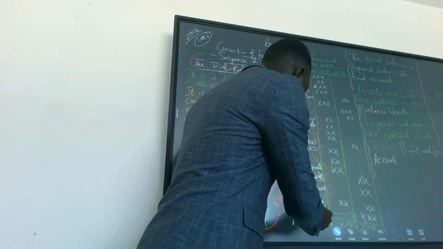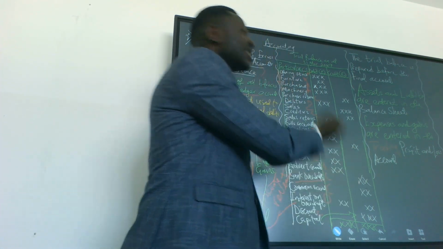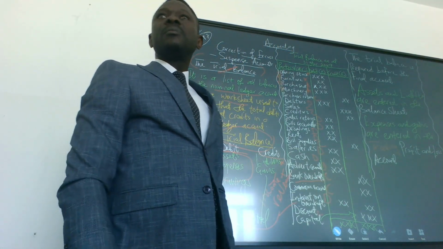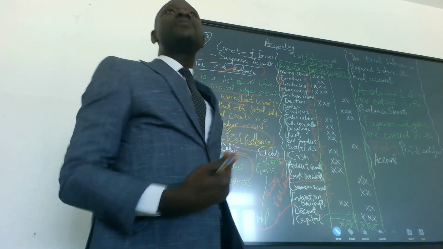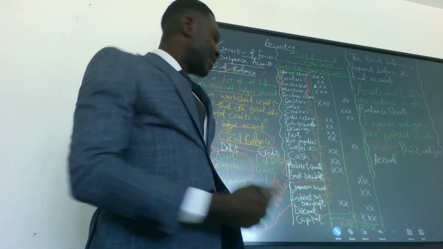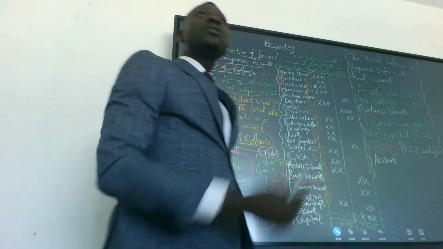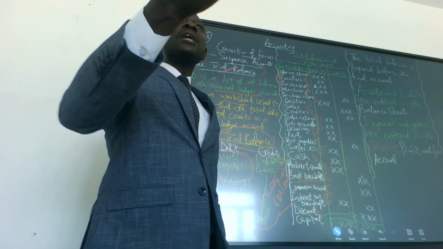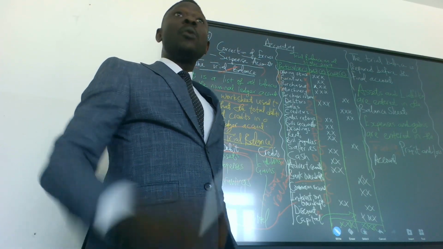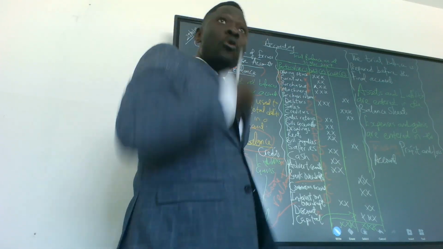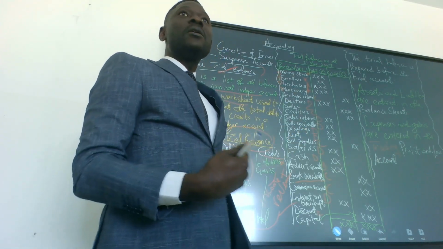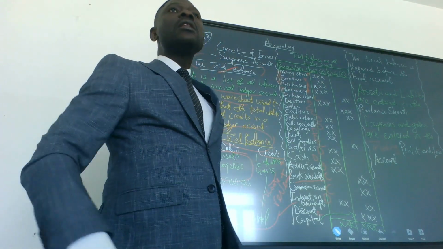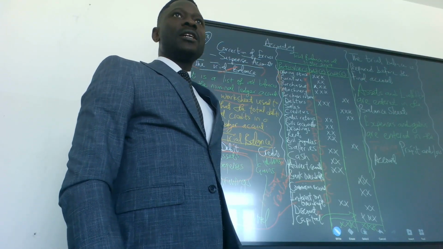Then we have discount. Discount received is on the credit side of the trial balance. When you receive discount, it means income for you. When it is discount allowed, it's an expense. When you give discounts to your customers, you pay. So that's an expense. But when you receive discounts, it adds up to you. It's a gain. Do you understand?